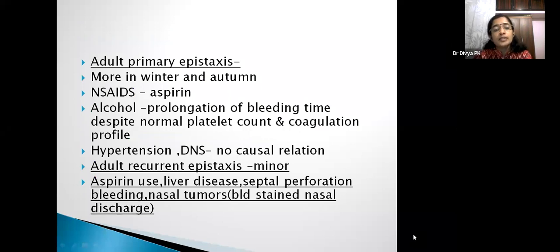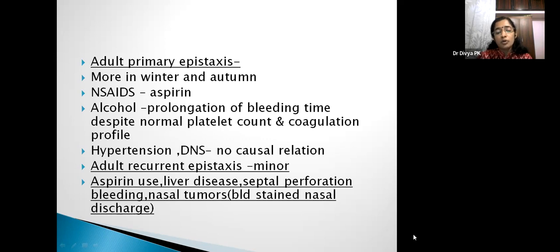Adult primary epistaxis is more commonly seen in winter and autumn seasons, associated with excessive use of aspirin. If the patient is on anticoagulants or aspirin, always go for a medical consultation before stopping aspirin. In cases of epistaxis, most of the patients we see have consumed alcohol. In spite of a normal platelet count and coagulation profile, there may be prolongation of bleeding time associated with alcohol usage, and the increased chance of trauma may cause epistaxis.